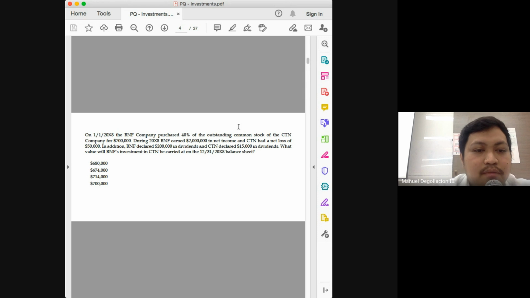Next, BNF declared 200,000. Who is BNF? Investor. In solving for the investment in associate balance, is the dividend declaration of the investor relevant? No. Whose dividend declaration is relevant? That of the investee. What's the effect of dividend declarations? Plus or minus? Minus. How much is the dividends declared by the investee? 15. Do we deduct the entire 15? No, only our share. How much is our share percentage-wise? 40%. How much is 40% of 15,000? 6,000. What do we do with the 6,000? Deduct.